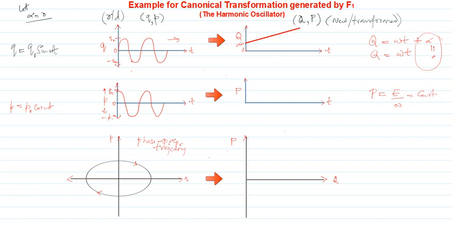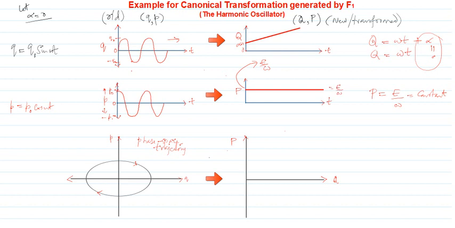That's a constant. So how would the graph look? Of course, the graph is going to be again a straight line, parallel to the time axis. So this will be the graph, where this particular value will be a constant at E by omega. So this value will be equal to E by omega. That is what we have seen.